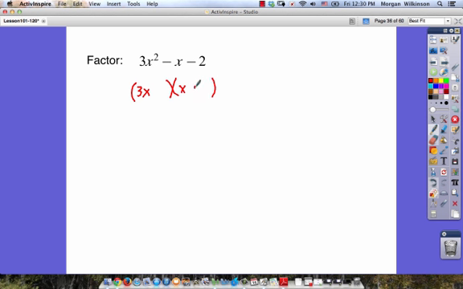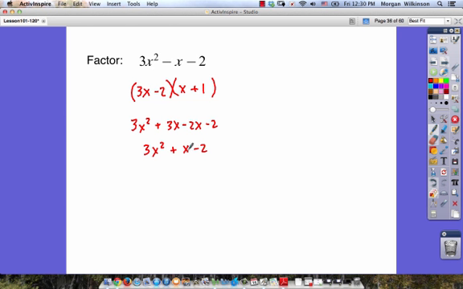Let's say we had +1 and -2. -2 times +1 is -2. And let's see what happens with the rest of our problem when we use the FOIL method to check our work. We get 3x squared plus 3x minus 2x minus 2. And this one, when we simplify, is going to be 3x squared plus 3x minus 2x, that's 1x minus 2.